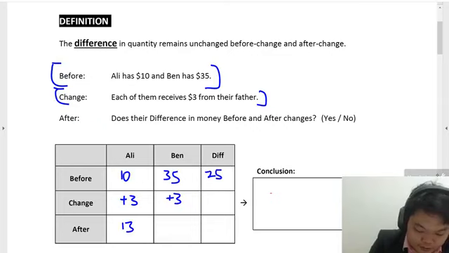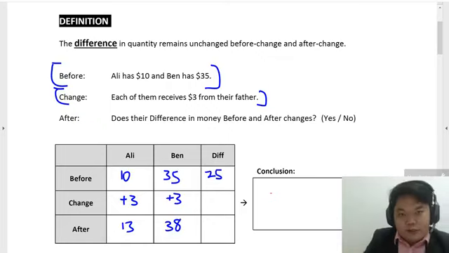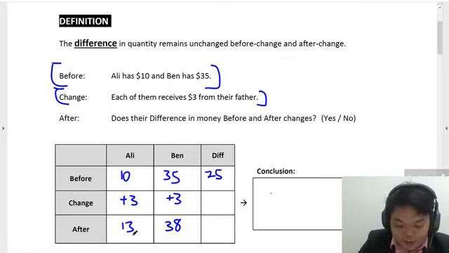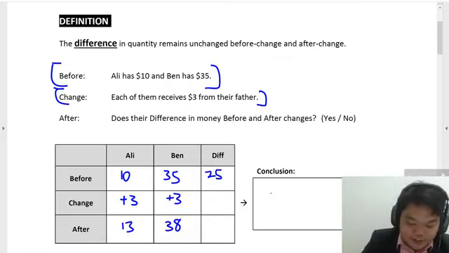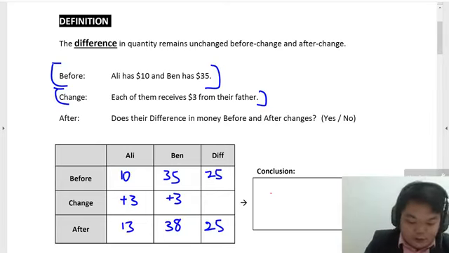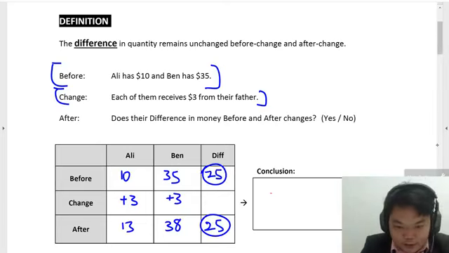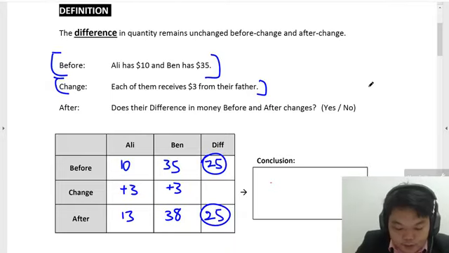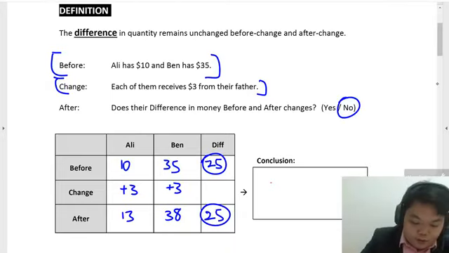So let's take a look. Ali would have $13 at the end, Ben would have $38 at the end, and you can calculate that if you take 38 minus 13, you're going to get 25 as well. So you can observe that there is no change to this difference over here.